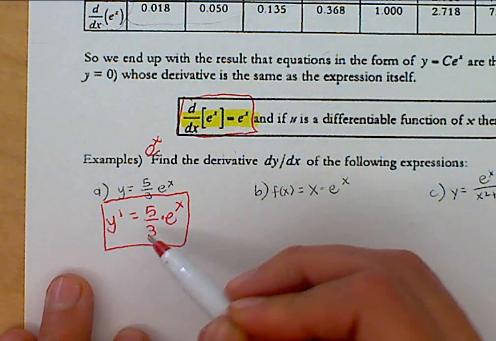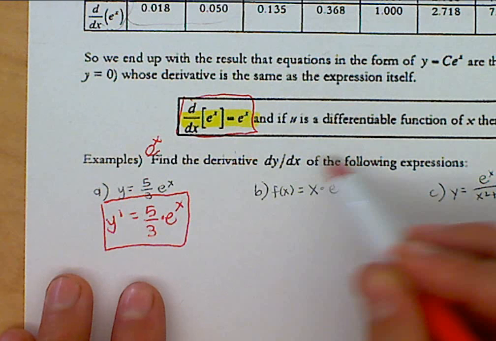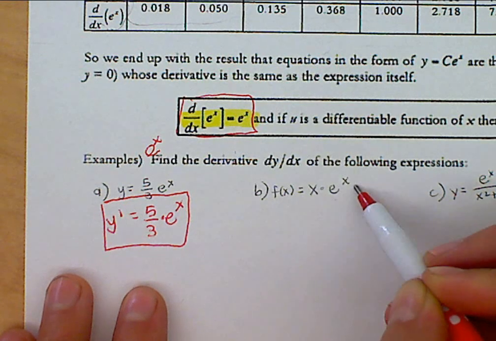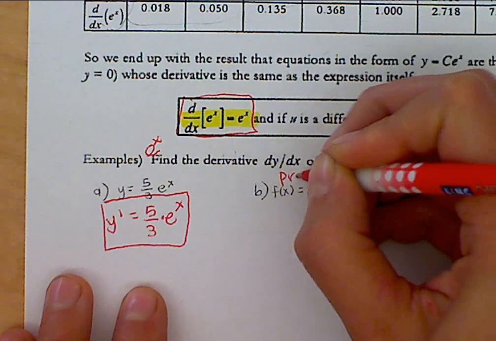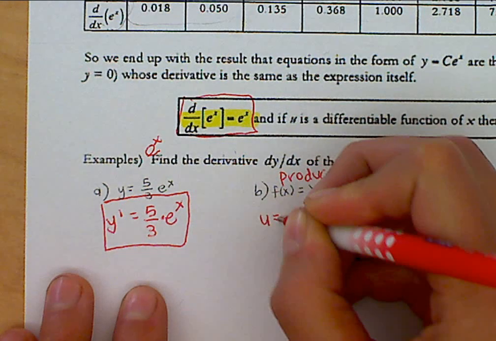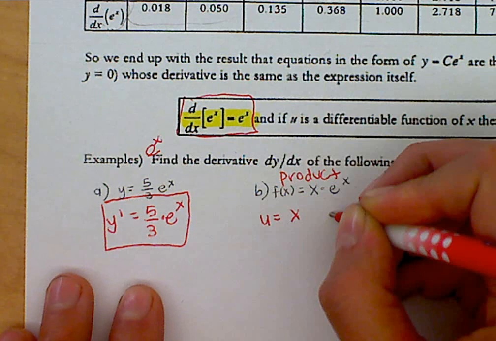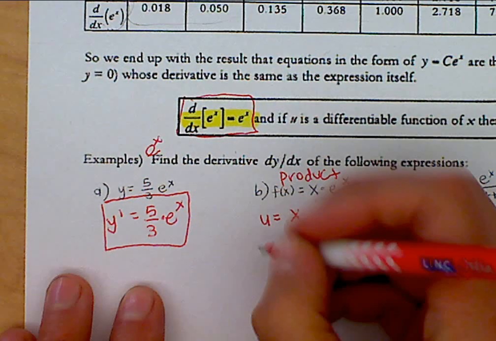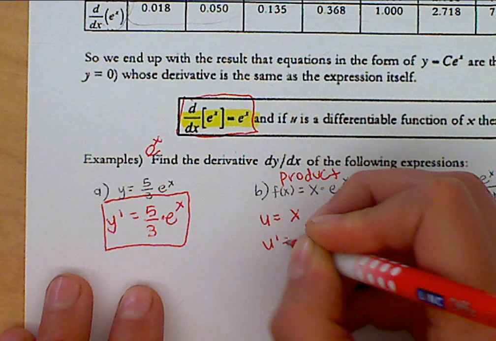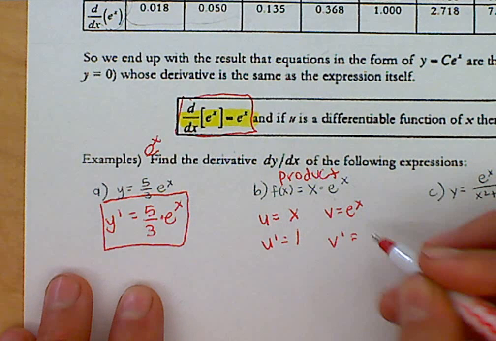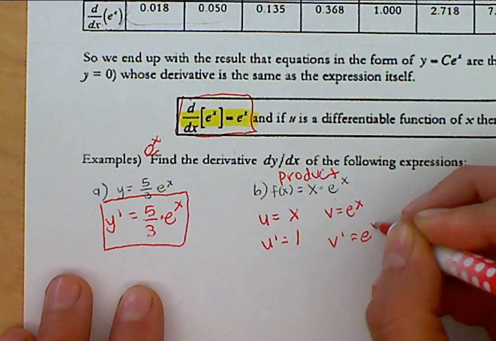And we can use this rule inside of more challenging rules. So here I see I have x times e to the x. This is indeed a product, a product of two functions. So I'm going to have to state what my functions are. I have my u and my v that I'm multiplying together. So I need my u prime, which is 1, and my v prime. The derivative of e to the x is just e to the x.